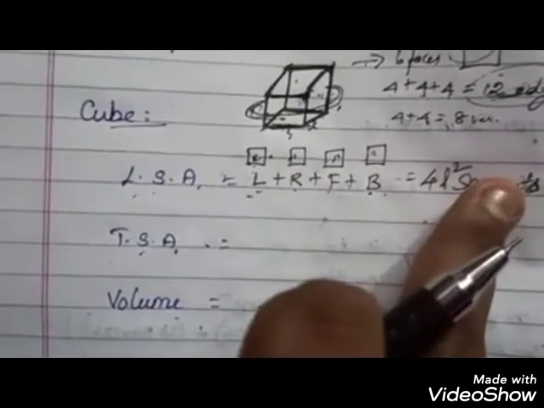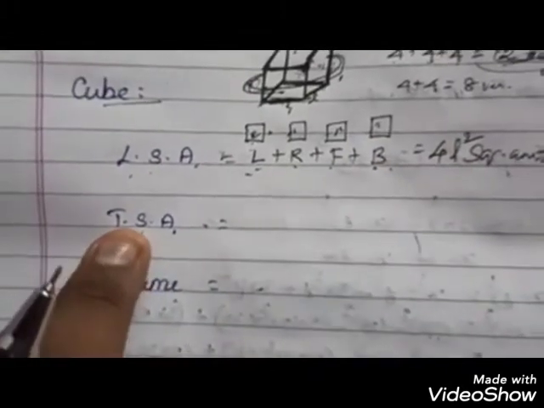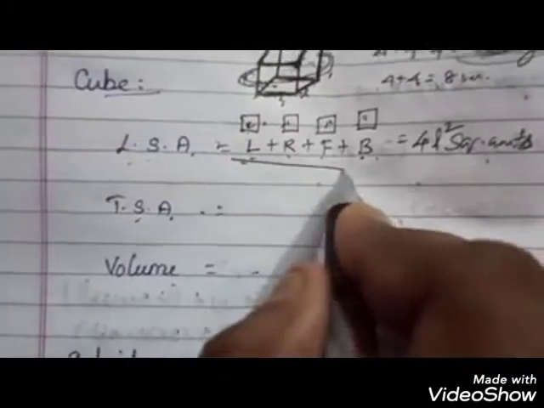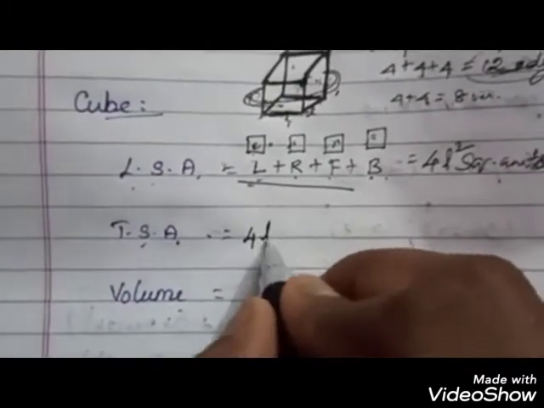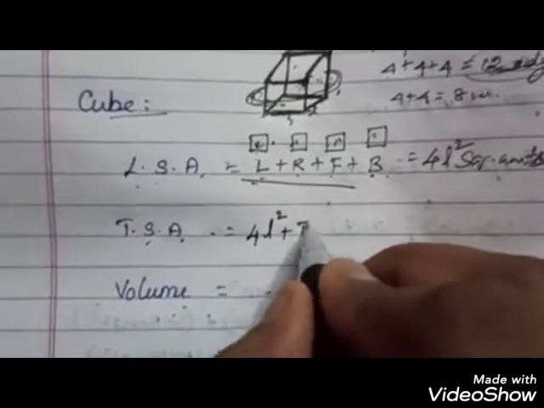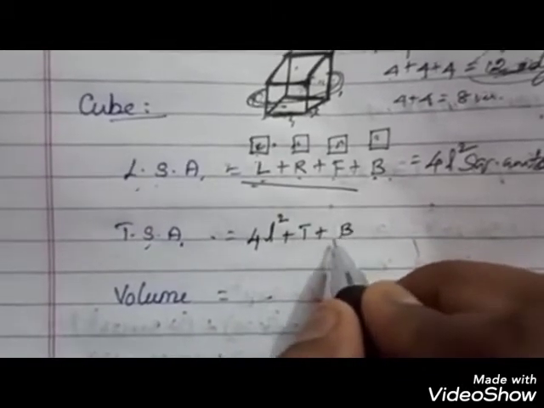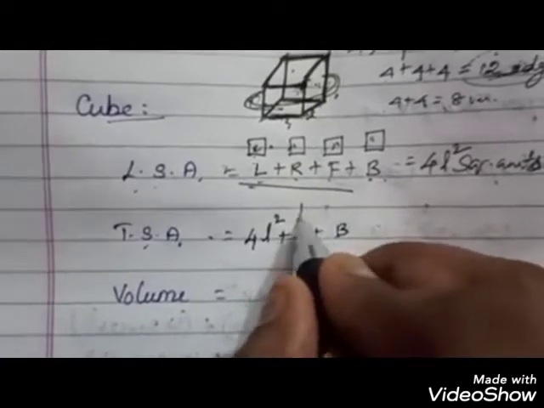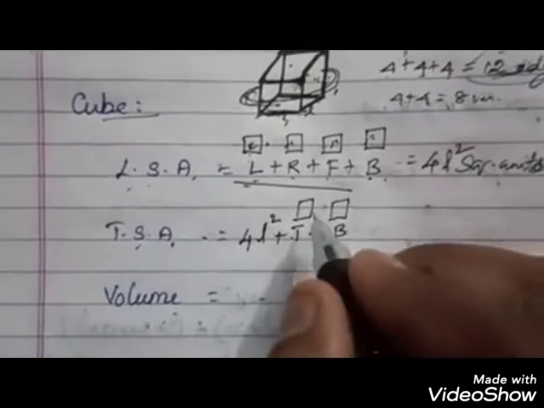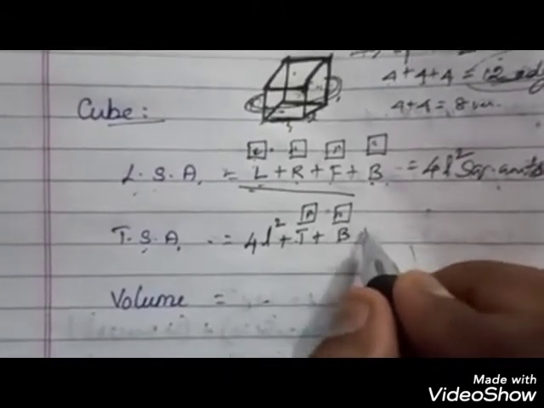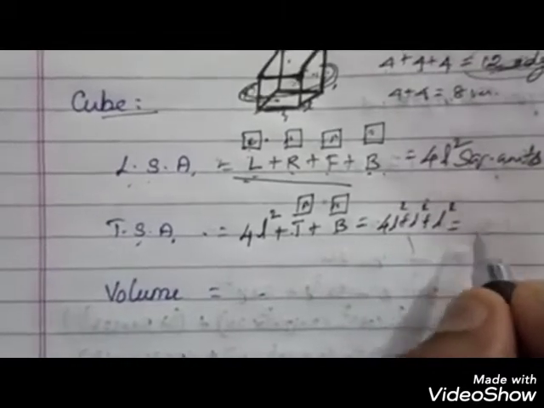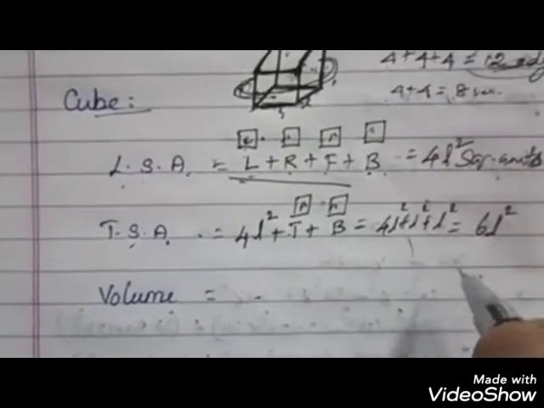Okay, so 4L square. We take it as total surface. Already we have this surrounding, that is 4L square. What are the things we left? It should be top and bottom. It seems to be a square face. All the 6 faces are square faces. Again you take L square. So 4L square plus L square plus L square is equal to 6L square.